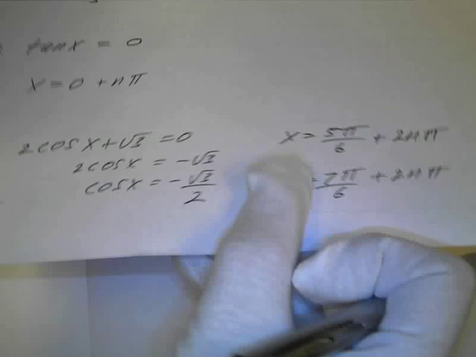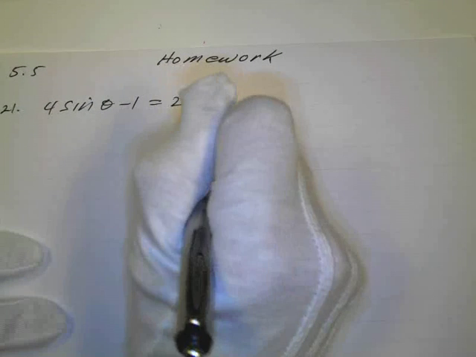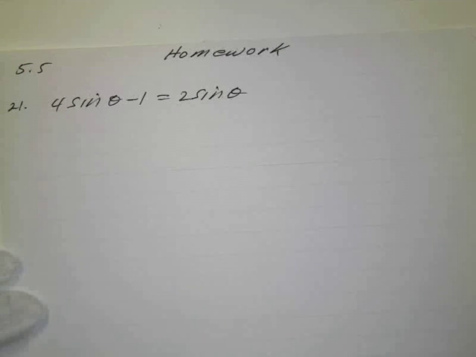And let's try number 21. Okay, number 21. 4 sine theta minus 1 equals 2 sine theta. Okay, let's take a look at this one. 4 sine of theta minus 1 equals 2 sine of theta.